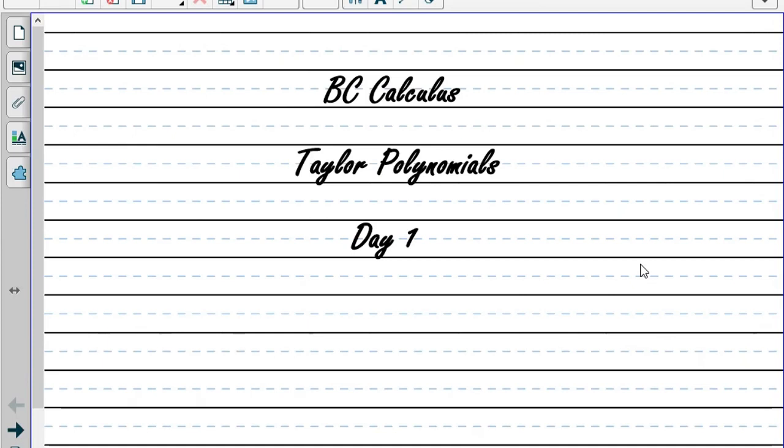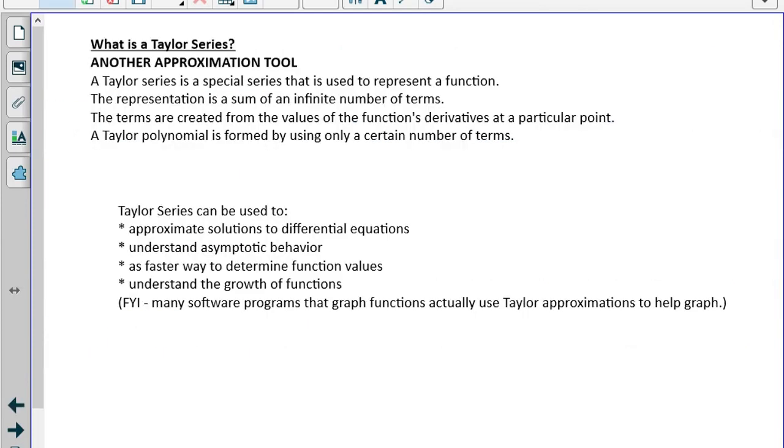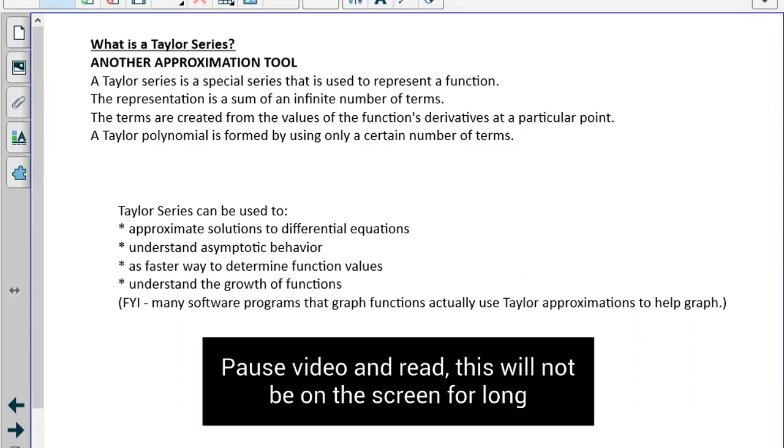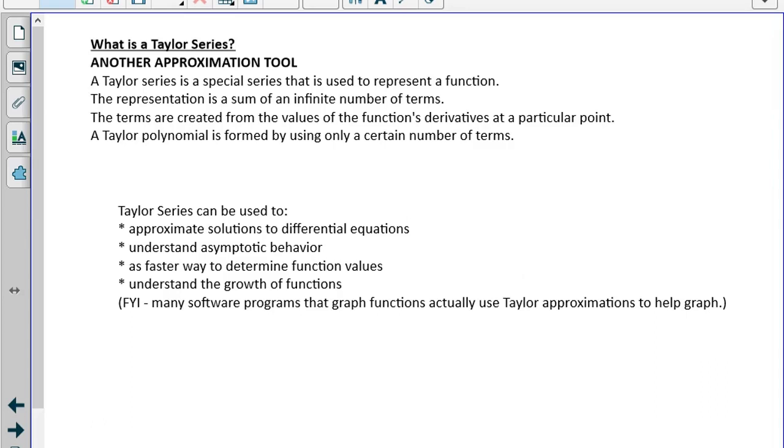Today we will begin talking about Taylor polynomials and Maclaurin polynomials, which are basically an extension of power series and what we've been learning the last couple days. A Taylor series is a different approximation tool. This is the first thing that we're going to do where we actually take functions that we've known and start approximating functions using polynomials, and we're going to start learning how to use calculus with that too.